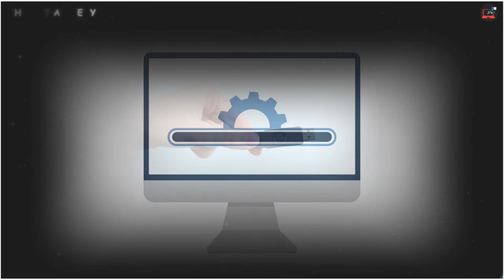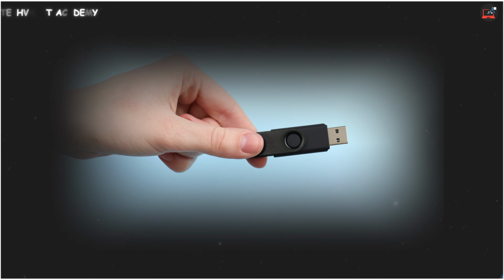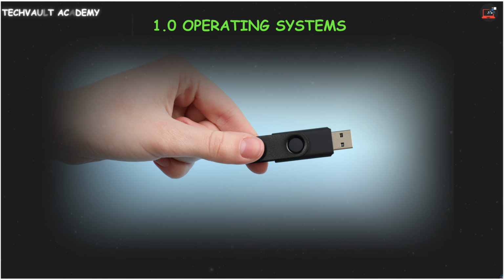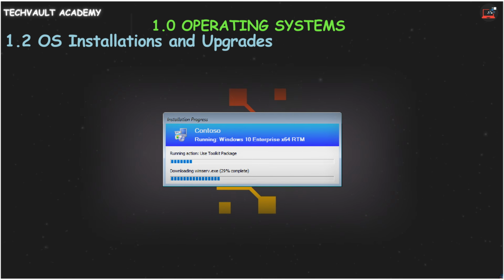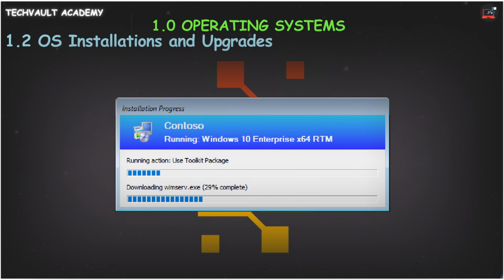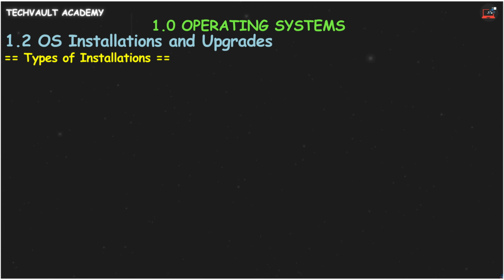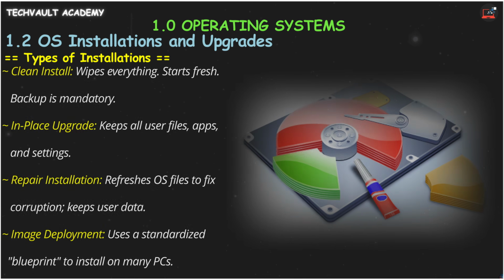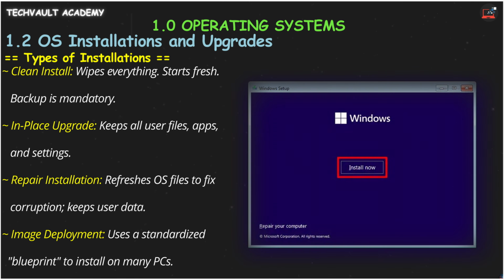The most common method today is booting from a USB flash drive that contains the installation files. In a corporate environment, you might use a network or PXE boot to install an OS on many computers at once. Other methods include using an internal recovery partition or even an internet-based installation.